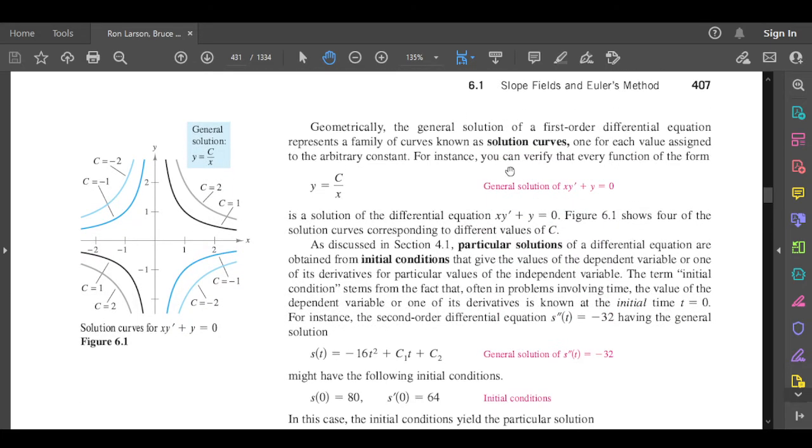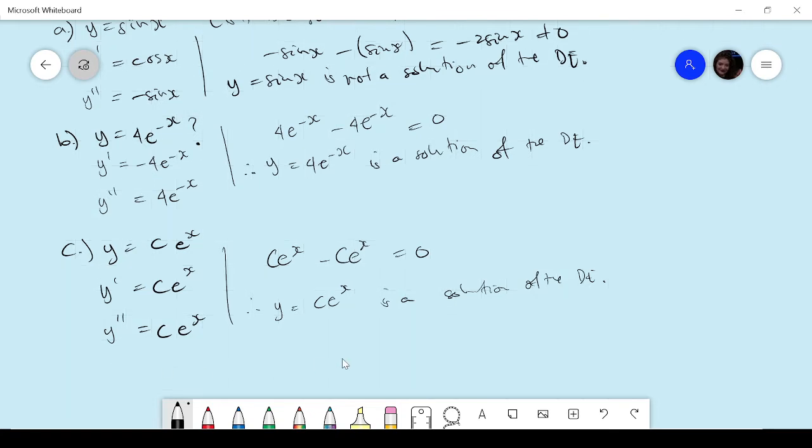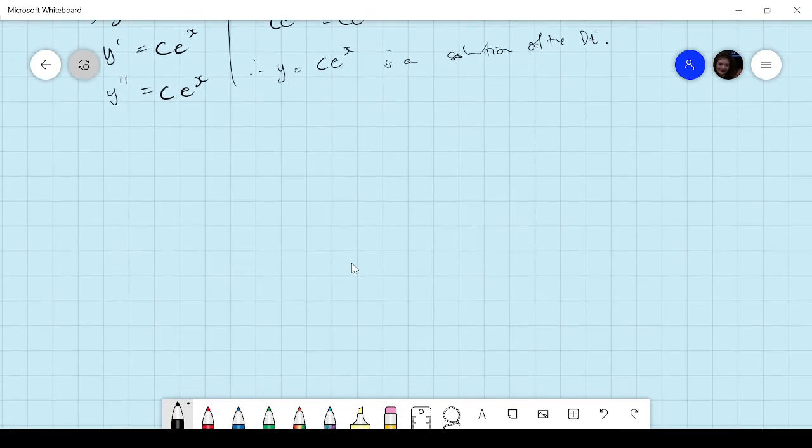Okay. So geometrically, the general solution of a first order differential equation represents a family of curves. And this family of curves is known as the solution curves. As an example, we have this one. You can verify that every function of the form y equals c over x is a solution of this differential equation. So let us first verify that one.